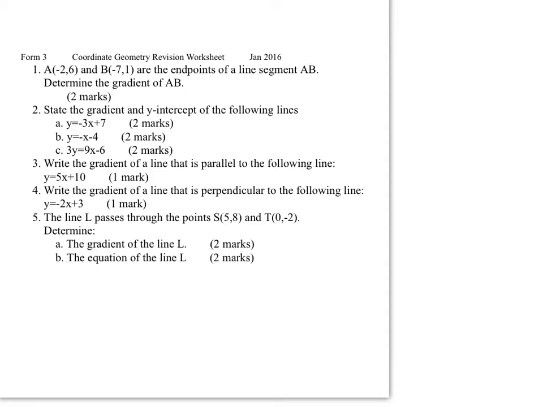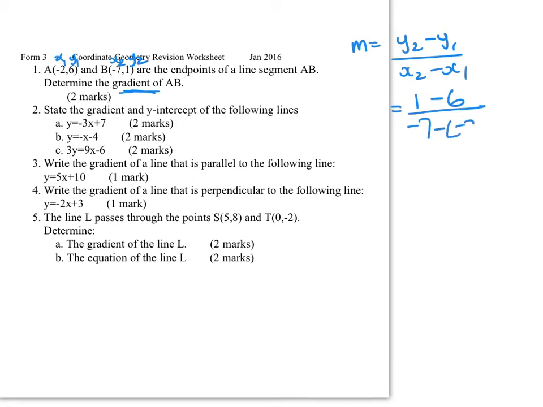Number 1. They give us 2 points and want us to find the gradient. We'll call this x1, this y1, this x2, and this y2. We know the gradient is y2 minus y1 over x2 minus x1. So that gives us 1 minus 6 over minus 7 minus 2. We must be careful with our signs. So we get minus 5 over minus 7 plus 2, which gives us minus 5 over minus 5, which gives us 1.